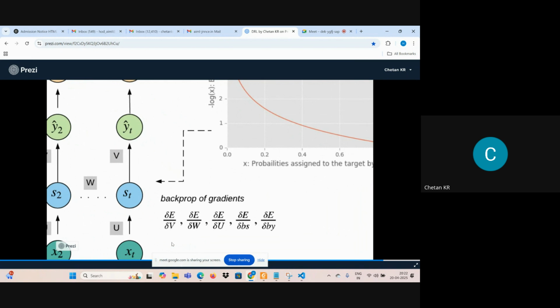And you have an error. Delta E is a gradient error, but that error has to be differentiated with respect to V, one of the weight matrices. And V has to be changed, W has to be changed, U has to be changed. There are two biases also, Bs and By. Bs is the bias with respect to the hidden state, and By is the bias with respect to the output Y. Input bias they are not taking. Okay, only with the output layer and the hidden state layer they are using biases. So these 5 things you have to take gradients.